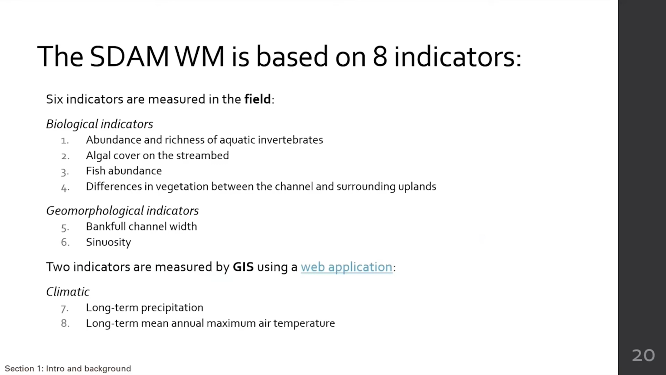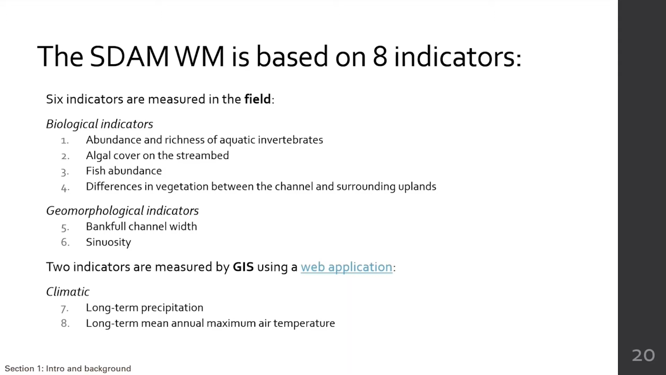So the SDAM for the Western Mountains is based on 8 indicators. 6 of these indicators are actually measured in the field. These include biological indicators, and we have 4 of those. We have the aquatic invertebrate abundance and richness. We have algal cover on the streambed. We have fish abundance, and we have an indicator based on the differences in vegetation between the channel and the surrounding uplands. We also have 2 geomorphological indicators, bankful channel width and sinuosity.